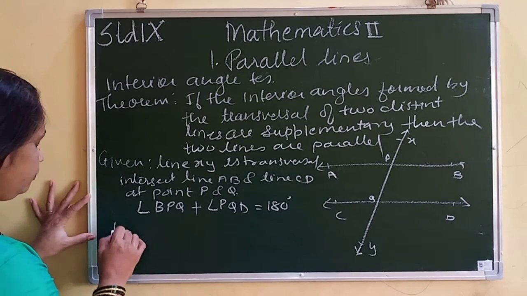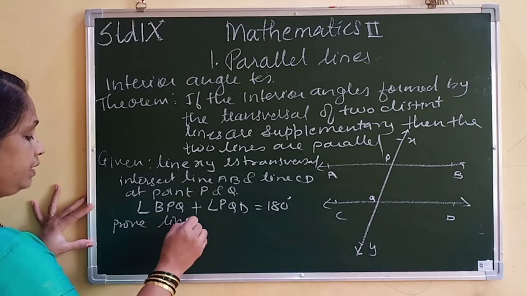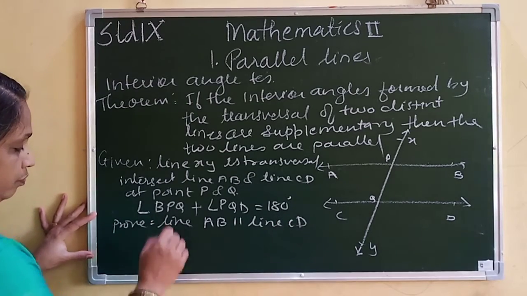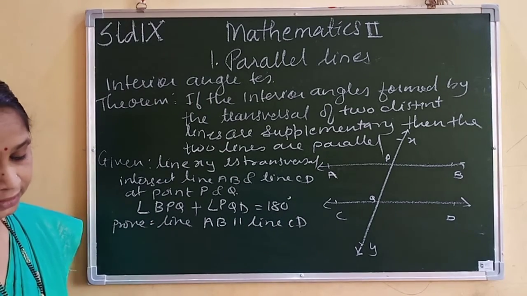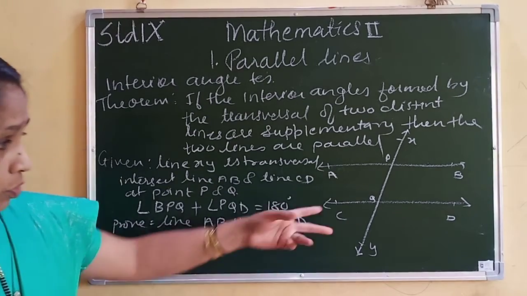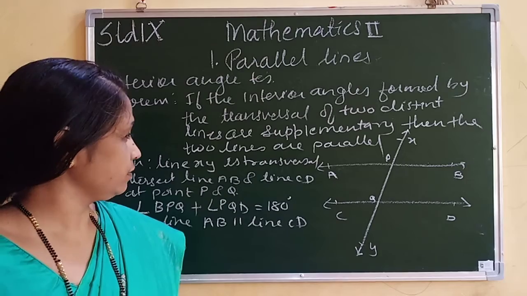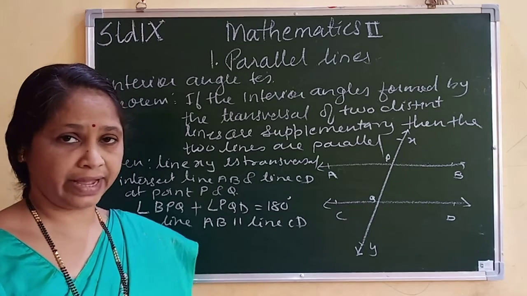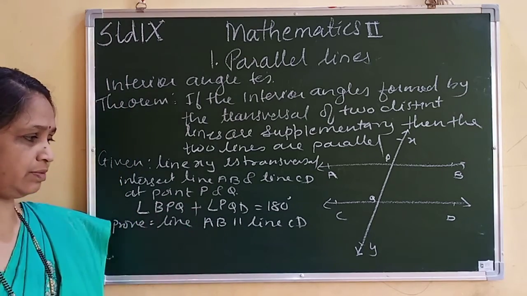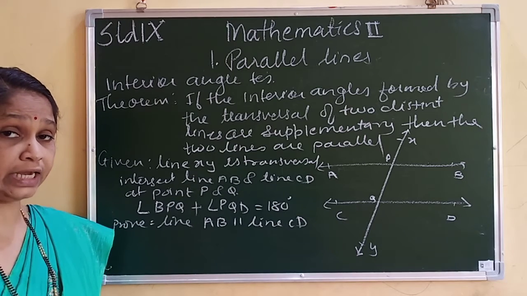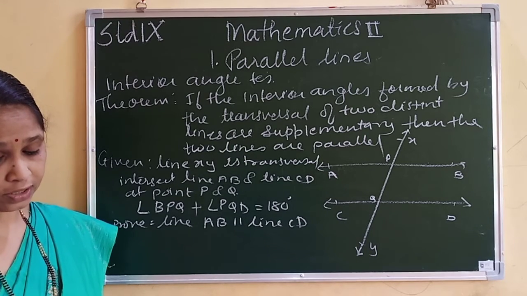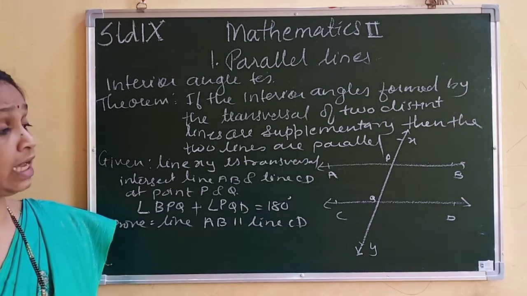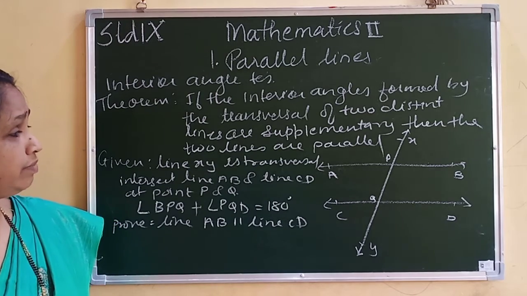Now what we have to prove is line AB is parallel to line CD. It is said that if they are supplementary, then the two lines are parallel. Now it is given that the sum of these two interior angles is equal to 180 degrees, so we have to prove that these two lines are parallel. For that we assume that lines AB and CD are not parallel. So by the direct method we have to prove that.